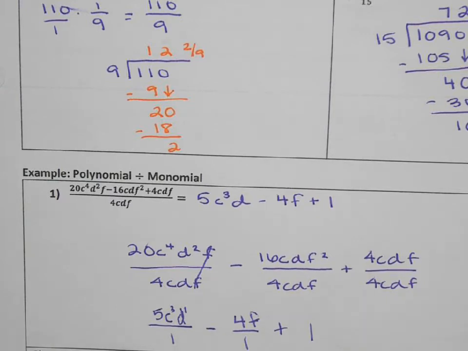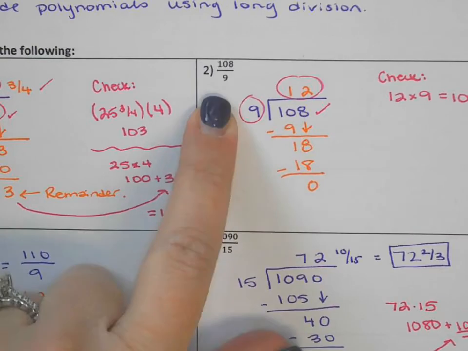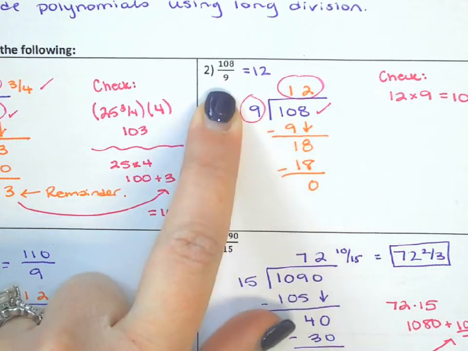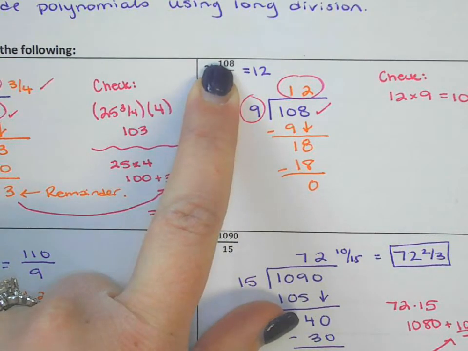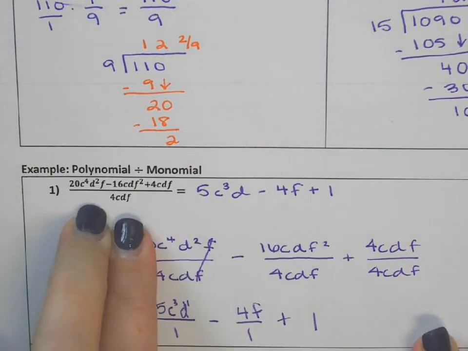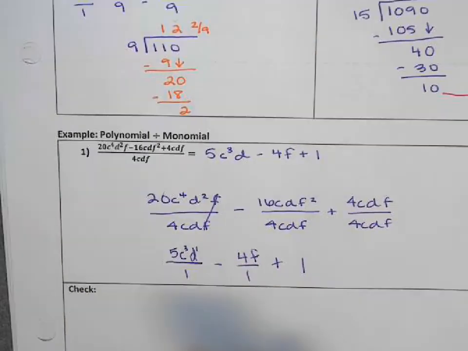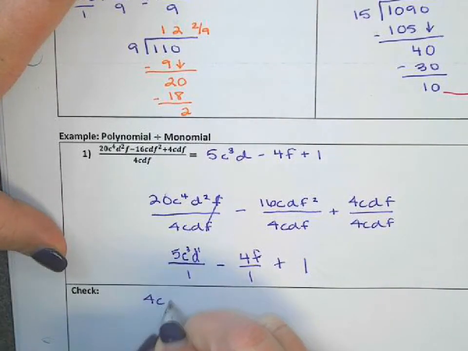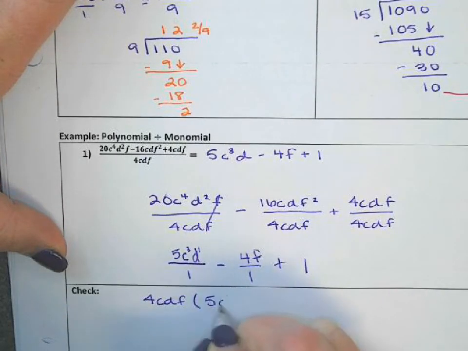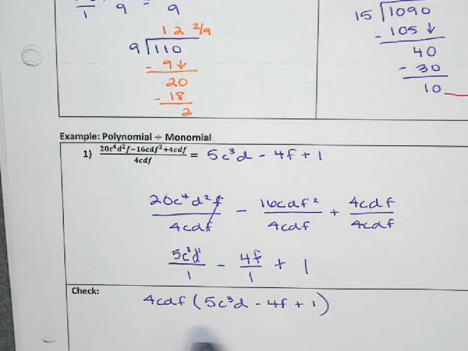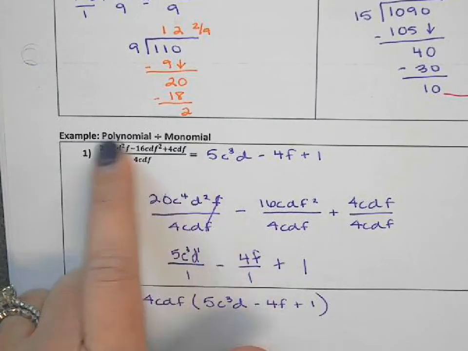I'm going to go back up to number 2 from our review section. And when I go back up there, 108 divided by 9, my answer was 12. What I did was 12 times 9 gets me 108. So far, so good? So down here, I'm going to take my answer times 4 CDF, and hopefully I get that top number. Okay? That's the way I'm going to check this. So I'm taking 4 CDF, and I'm going to multiply by the 5C to the third D minus 4F plus 1 that I got as my answer, and we have to see if this equals that top number of this fraction.